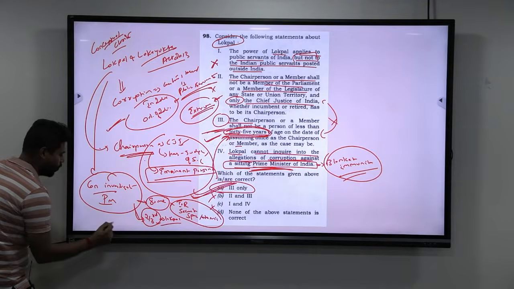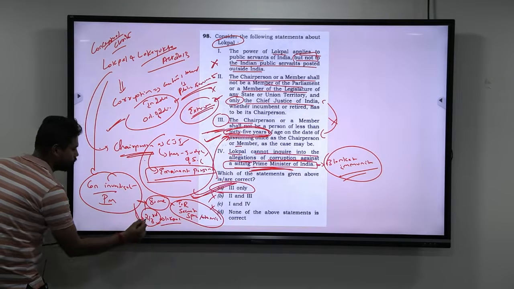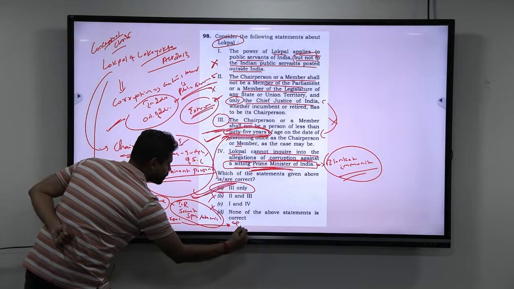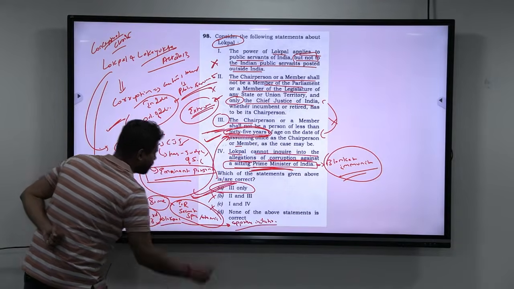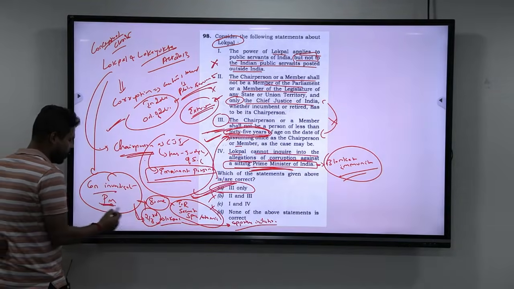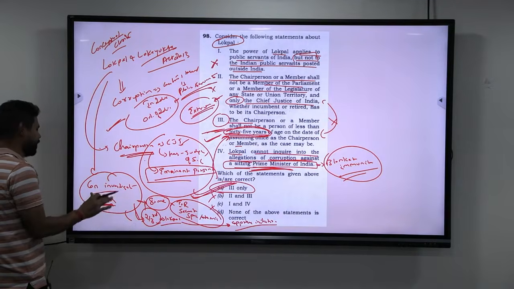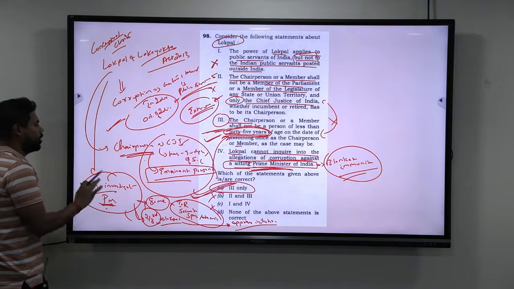2/3 of the total members of the Lokpal should approve the initiation of investigation. So this is the safety clause given to this, but they can investigate. It is not a blanket immunity.